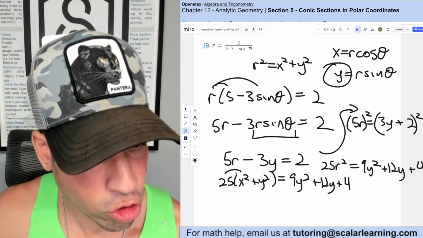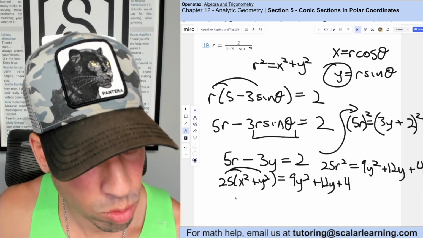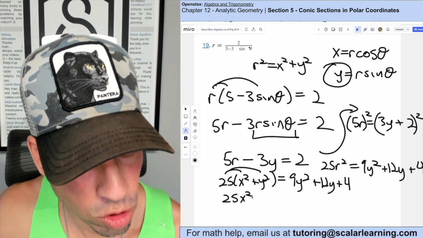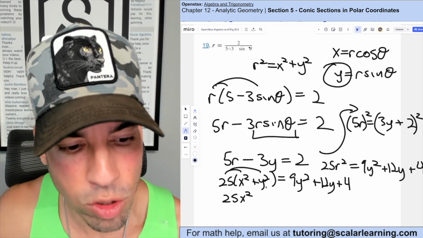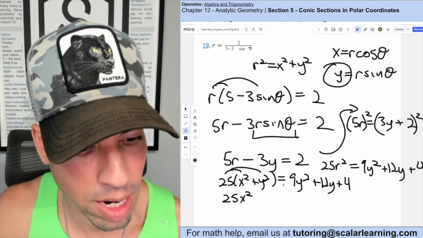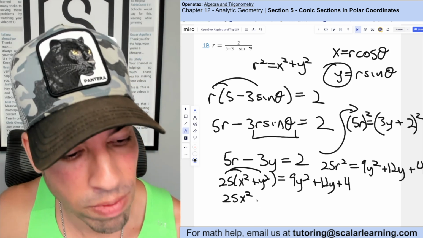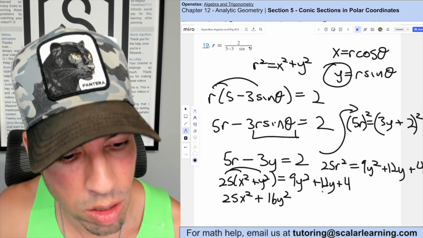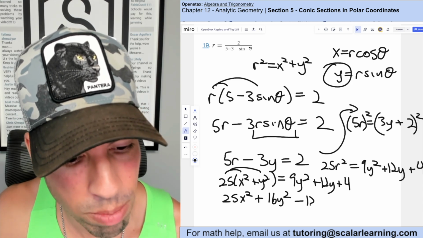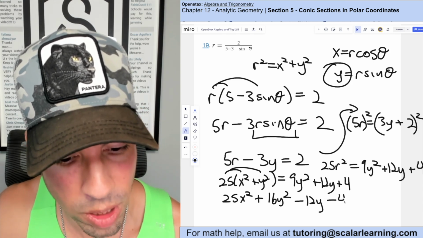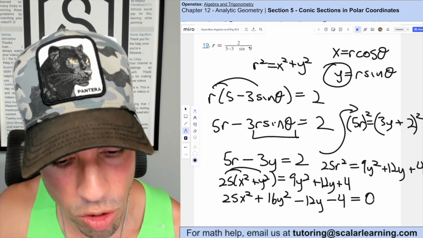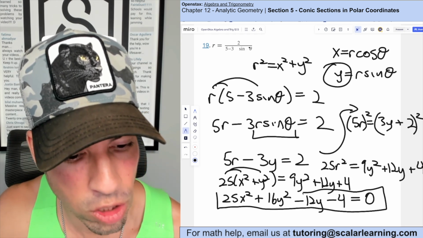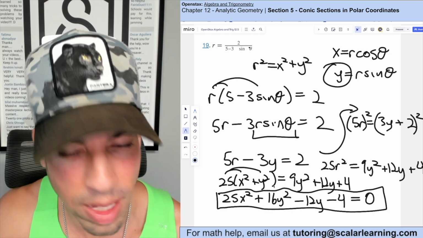So now we're going to distribute, and we're going to set everything equal to 0. So we've got 25x squared. Then we're going to have 25y squared, but we're also going to subtract 9y squared from both sides. So 25 minus 9 is 16y squared. Then we're going to minus the 12y, bring it over here. We're going to minus the 4, bring it over here, set it equal to 0 because there's nothing left on the right-hand side. And there is your equation in rectangular coordinates. That's how you do it.